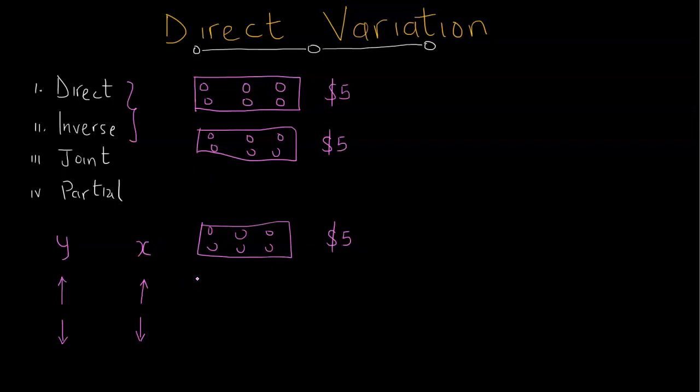So if y represents the amount in dollars and x represents the number of cookies, what this says is that if x is 1, I'm going to have to spend $5. If x is 2, that's 2 times $5. If x is 3, 3 times $5. If x is say 100, perhaps I'm hosting a party and I need to buy 100 cookies, I know that I'm going to have to spend 5 times $100.